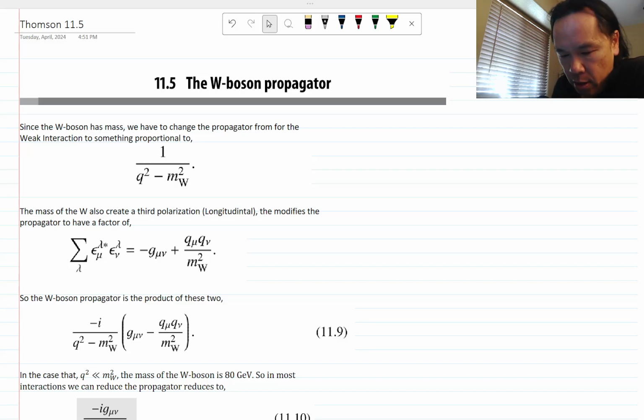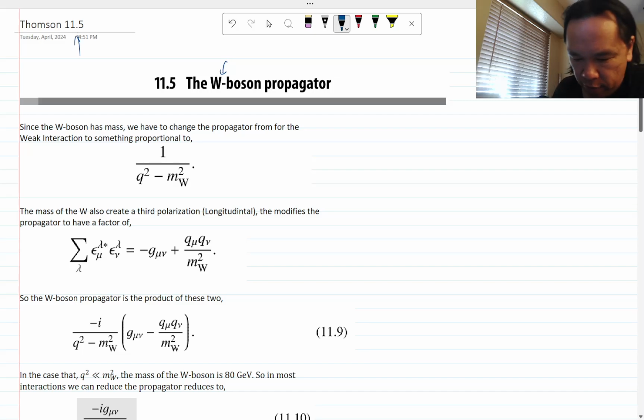Everyone. Before we can do some calculations with the weak interaction, we need to figure out the W boson propagator, because that's going to be different from the gluon and the photon. And this is section 11.5 in Thomson.